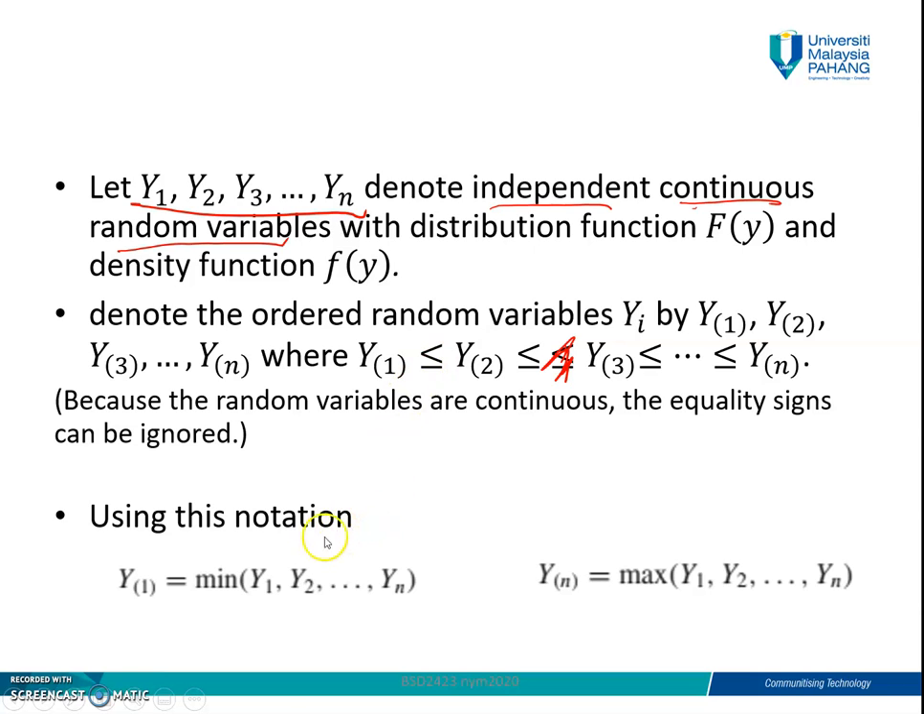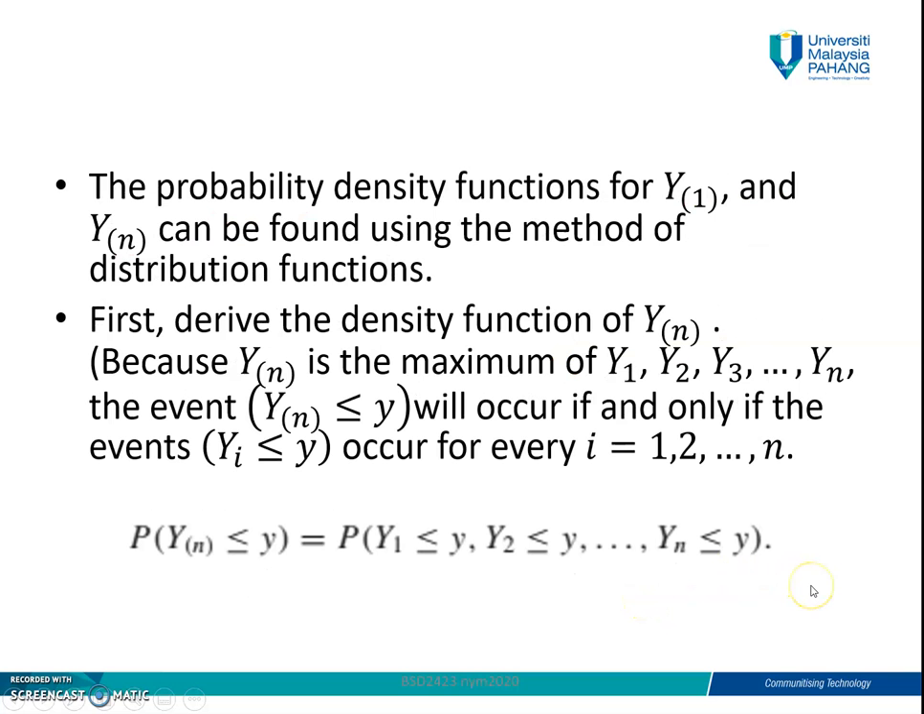Using this notation, y(1) is the minimum of y1, y2 until yn, because if we order them, y(1) should be the minimum one, the smallest one. However, y(n) should be the maximum of y1, y2 until yn. The probability density function for y(1) and y(n) can be found using the method of distribution function, the first method you have learned in this chapter.